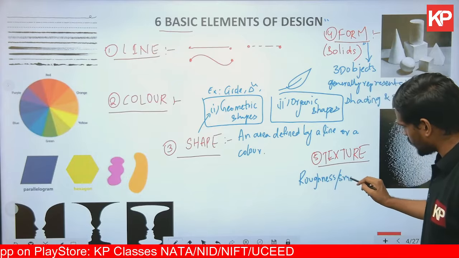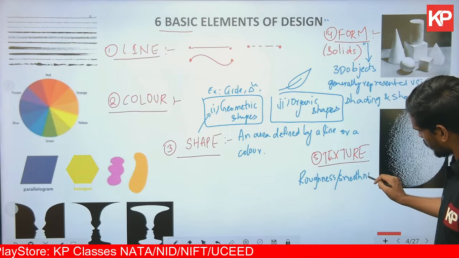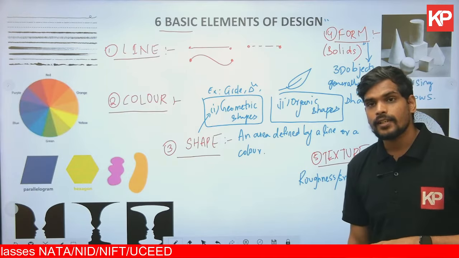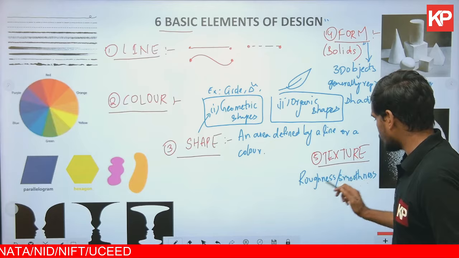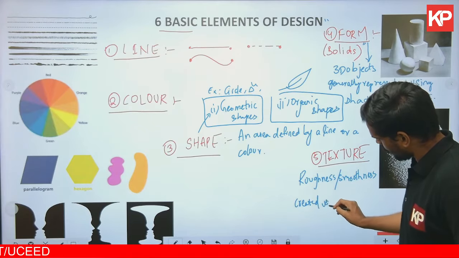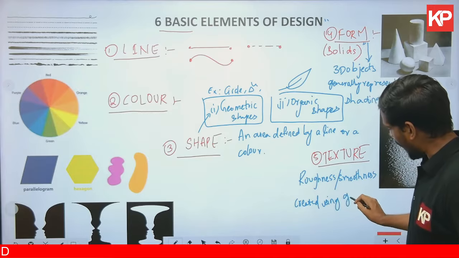Roughness or smoothness of a surface is called texture. How do you create texture in design? Using grain size. Roughness or smoothness created using grain pattern.